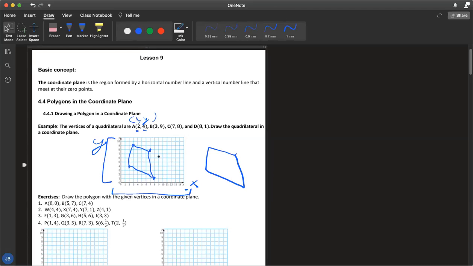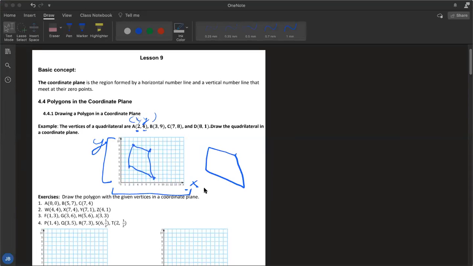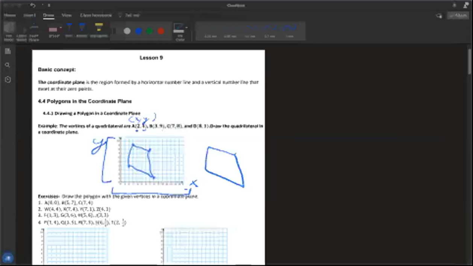Any questions on that? Maggie, go ahead. What page is it? This is just lesson 9, 4.4. One second, let me check. 4.4 is page 174. It starts on. Okay, thank you. Yep.